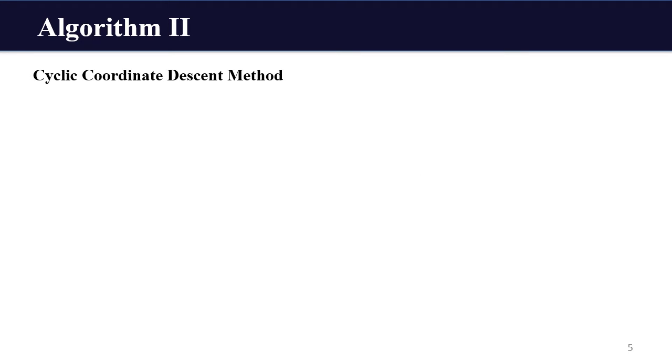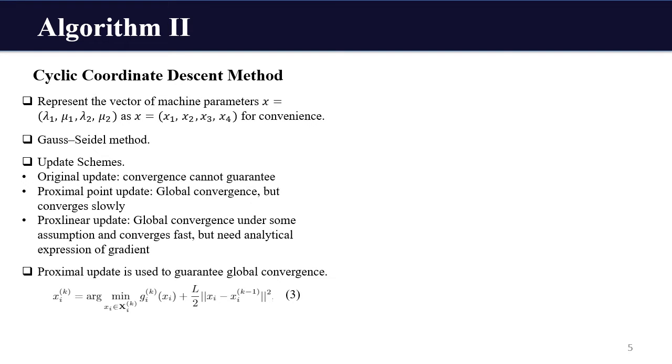Another algorithm is the cyclic coordinate descent method. The basic idea is solving a series of one-dimensional problems to update the lambda and mu until the value of the objective function is very close to zero or cannot be decreased. Here we use the Gaussian method and a proximal point update to guarantee convergence.